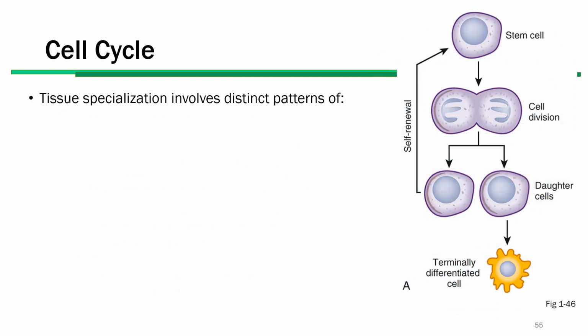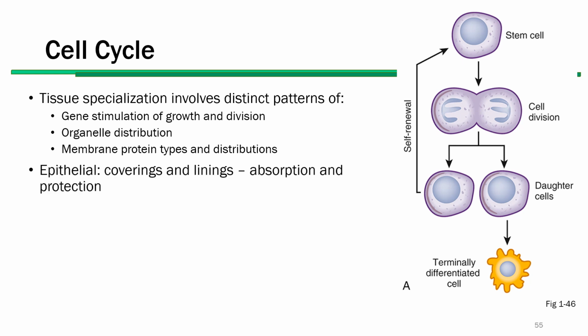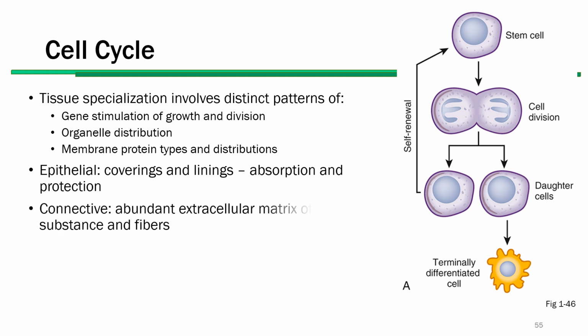Tissue specialization involves distinct patterns of gene stimulation, growth, and division. Organelle distribution, membrane protein types and distributions, all of those things are going to impact how a tissue develops out of a cell growth. If it develops along the coverings and linings path, it's going to form epithelial tissue, and then it's going to be specialized for absorption and protection.